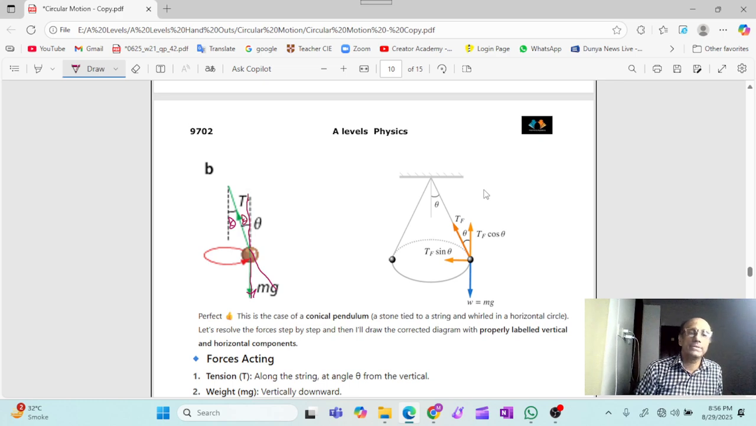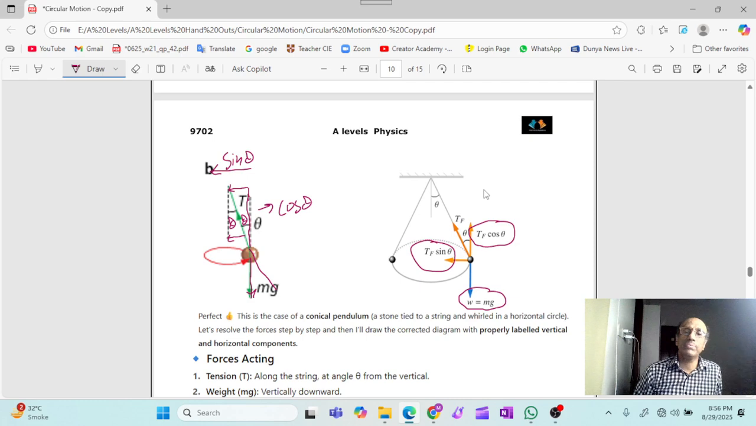And we will resolve the tension into its components. You may resolve it in this way, in order to mention the forces. This is directed towards the left side. Opposite to the angle will be the sine component, and along the angle it will be its cos component. So again the same thing: the cos component will be equal to the weight of the object, and the sine component will provide the source of the centripetal force, which is the force of tension in this part of the topic.